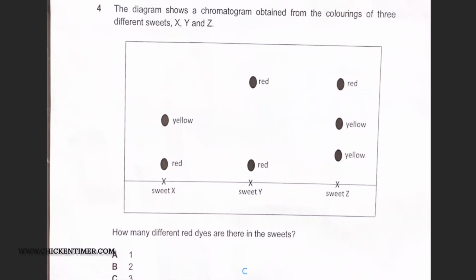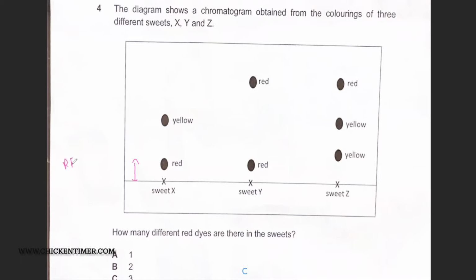Number 4. Okay, why is it 3? Is the standard answer 3? Red dyes in each, because there is a different red dye in each. Okay, so you want to know the difference, right? It is dependent on the Rf value of the dot.